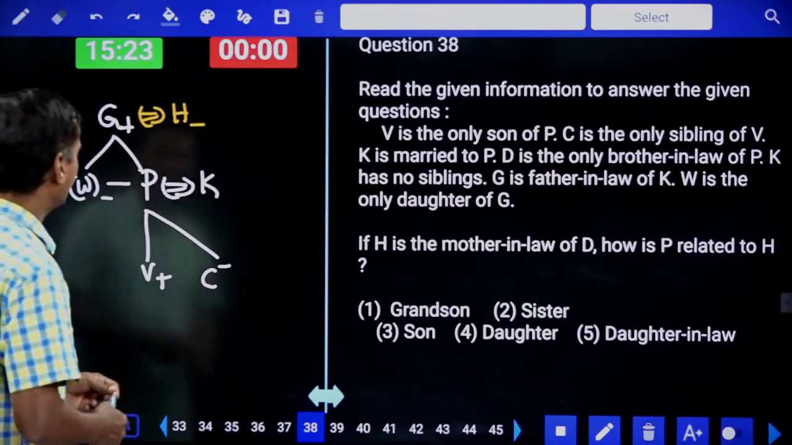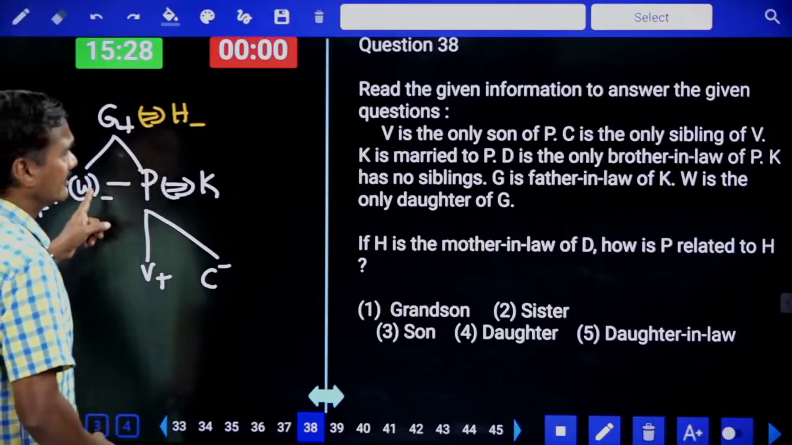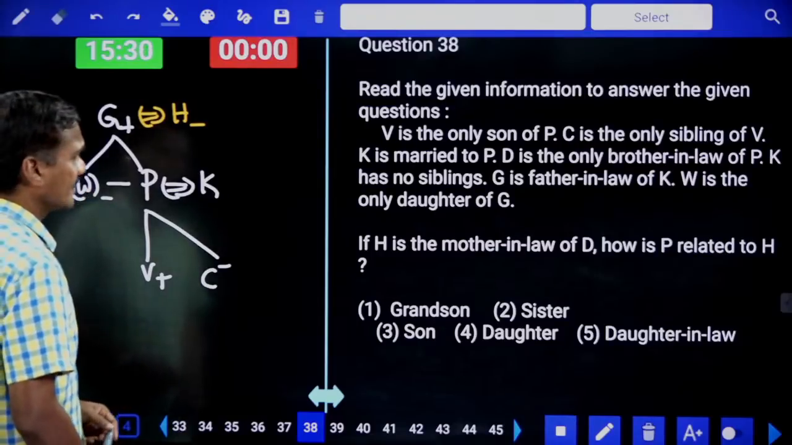Then how is P related to H? Now, how is P related to H? Now this W. Now V is the only son of P, isn't it? Then what is your answer here?